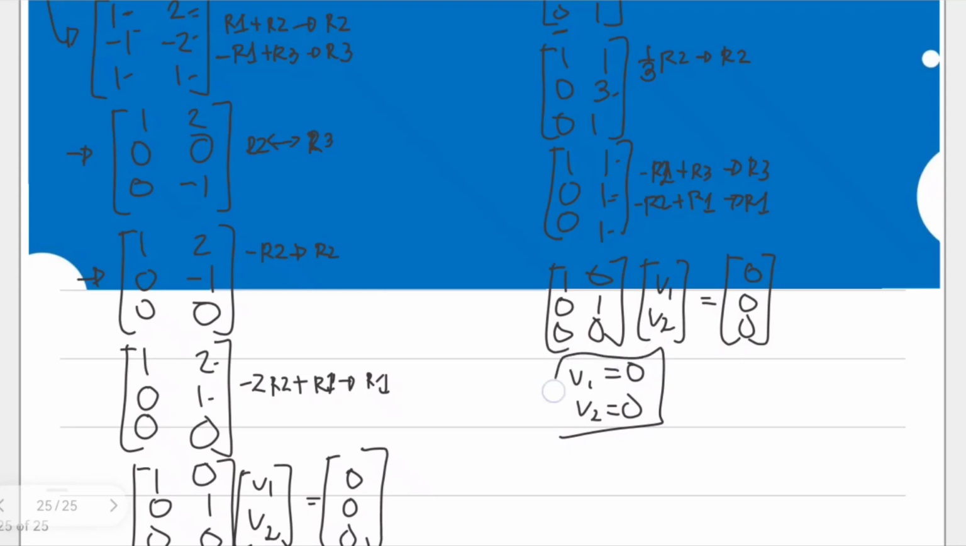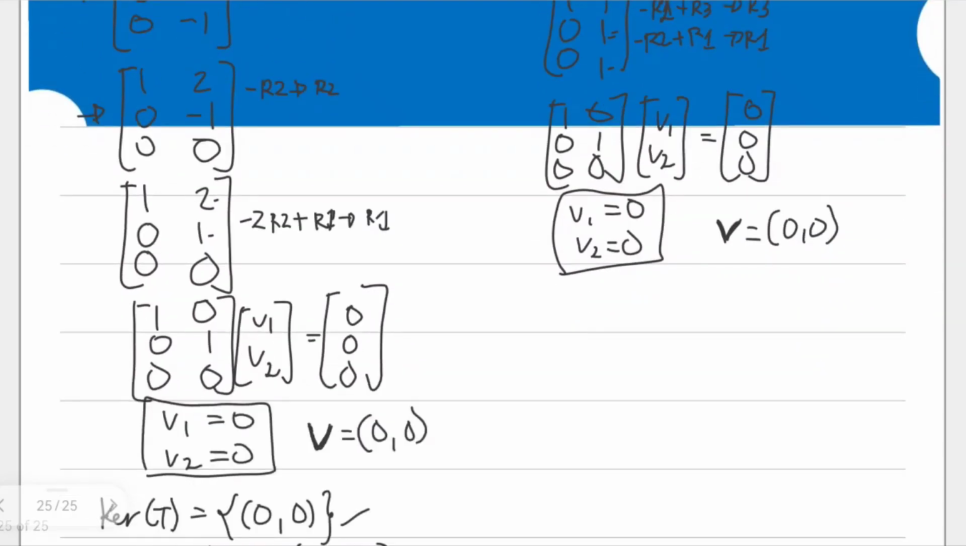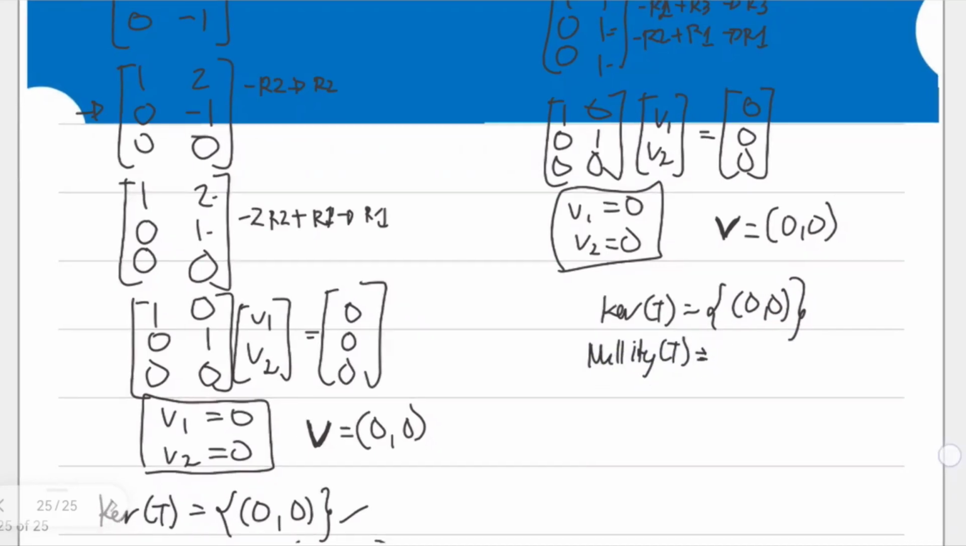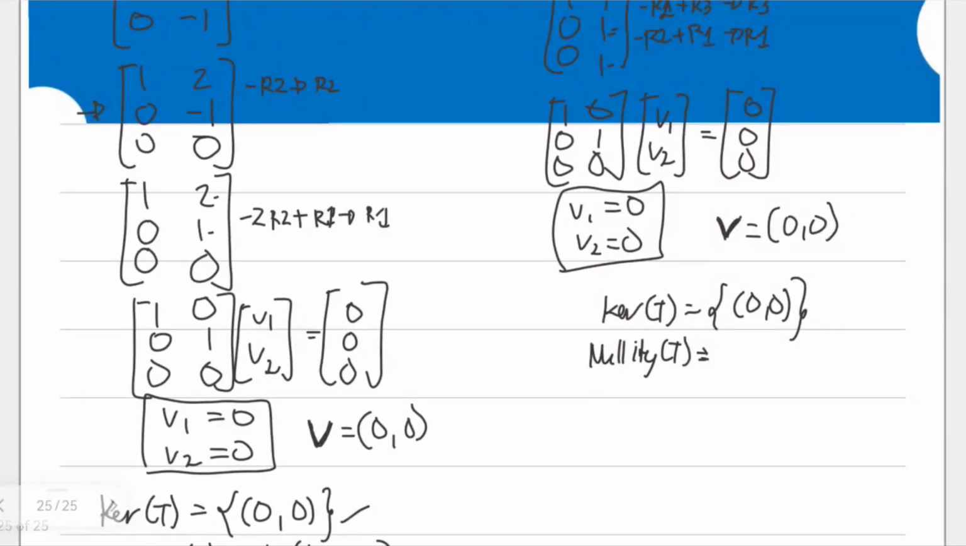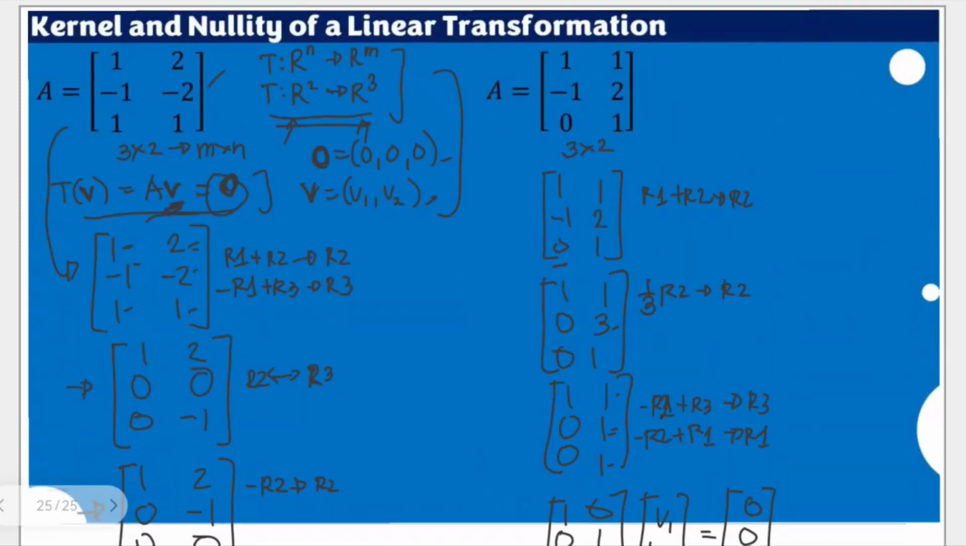So with this, the vector that can make our matrix equal to a 0 vector is the 0 vector itself. So same as earlier, the kernel is a set containing the 0 vector, and since the element of the kernel of T is the 0 vector itself, the nullity is 0. So we are done with the nullity and the kernel of T for these two given 3 by 2 matrices. So please review these processes.